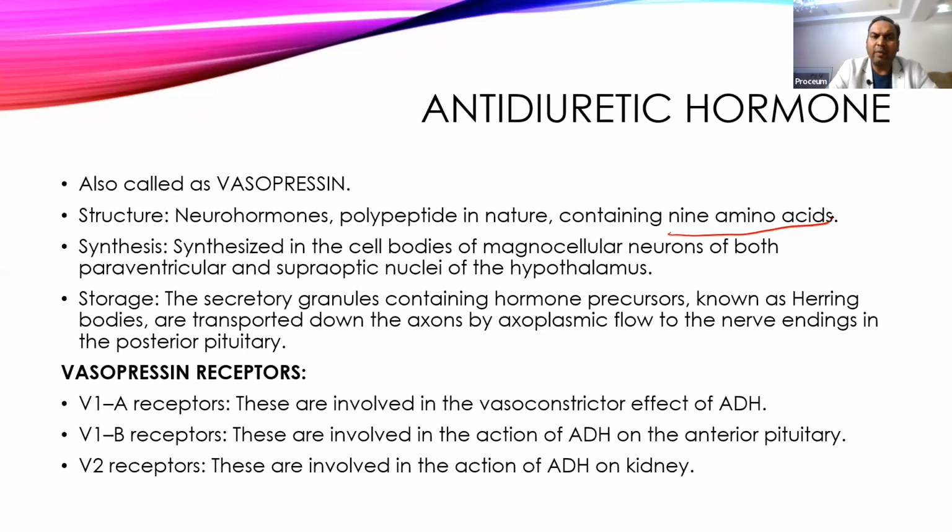It is synthesized by the magnocellular neurons of the paraventricular and supraoptic nuclei in the hypothalamus, and then stored in the Herring bodies in the posterior pituitary gland. It acts through various receptors called vasopressin receptors: the V1A receptor, V1B receptor, and V2 receptor. The V1A receptor usually causes vasoconstriction. The V1B receptor usually causes action on the anterior pituitary hormones directly, like an autocrine effect, and the V2 receptor usually acts on the kidney and causes the antidiuretic effect.